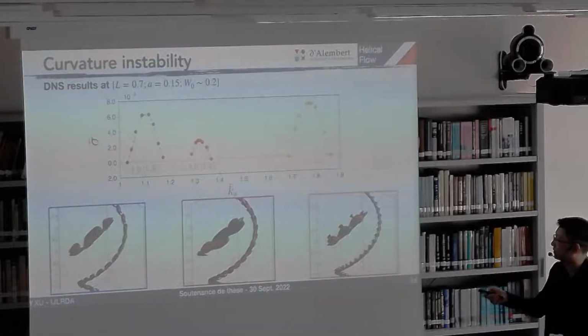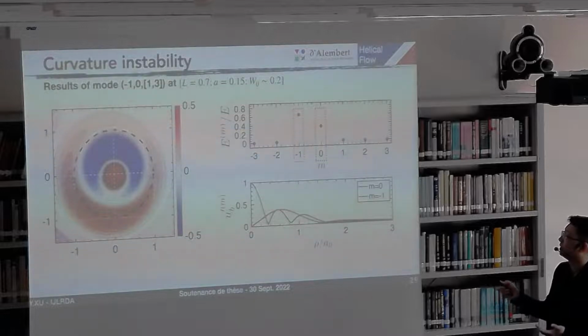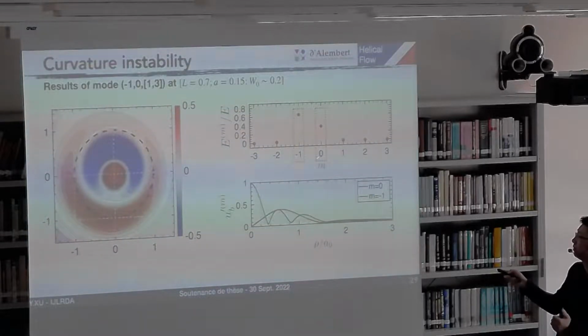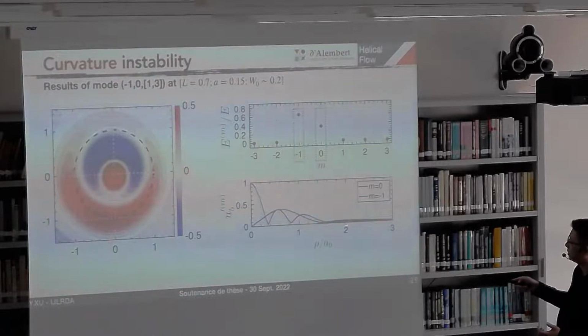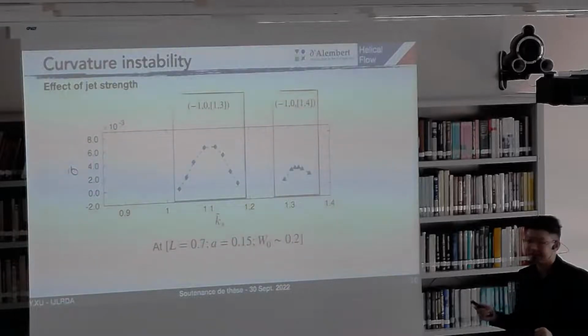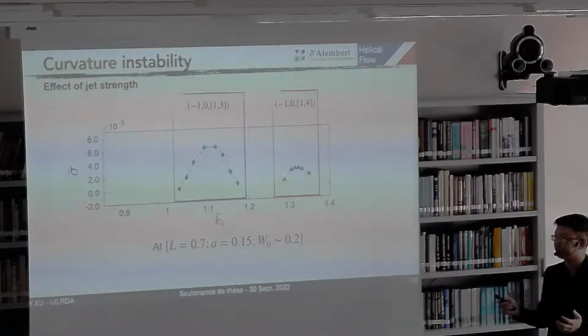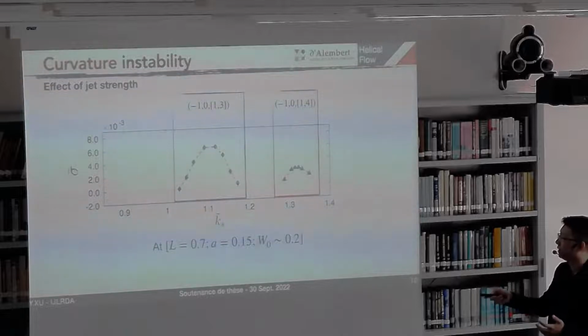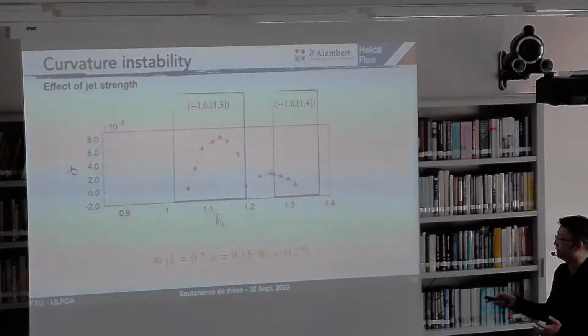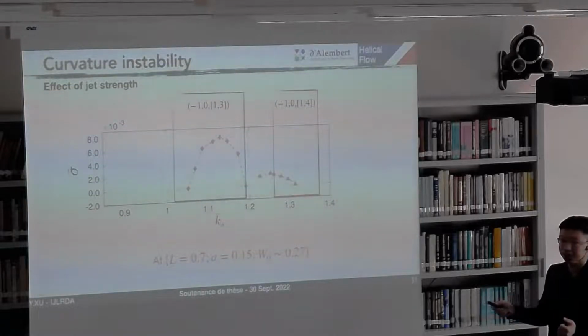If we focus on the first case, we started by studying the effect of axial velocity. This is the structure of this mode in the perpendicular plane. Its dominant modes are -1, 0, and the bracket, which equals 1 and 3. So we start by studying the effect of axial velocity. Here's the original profile with W0 equals 0.2. We change nothing, but increase the axial velocity to 0.27.